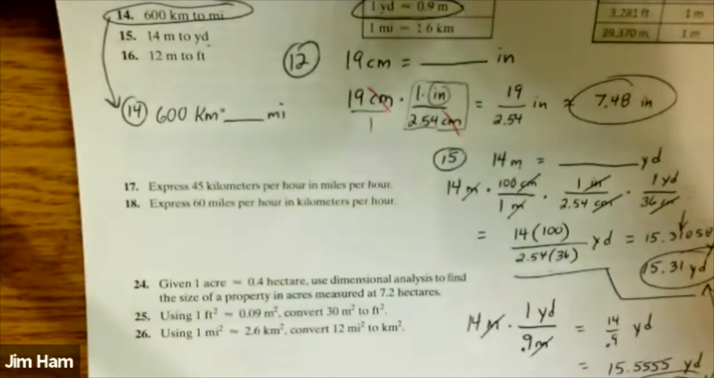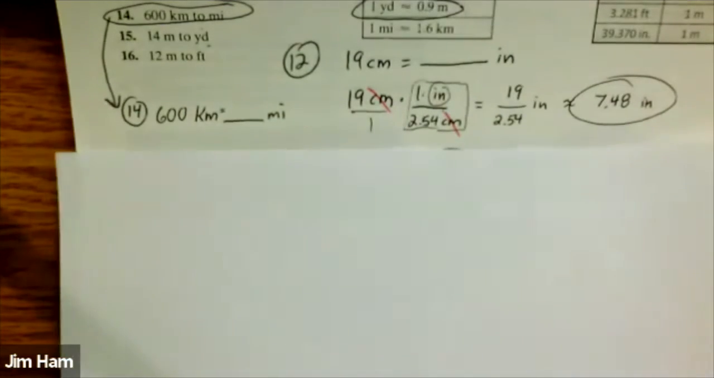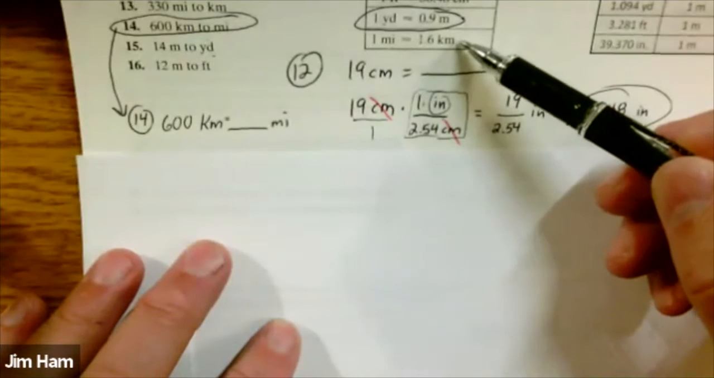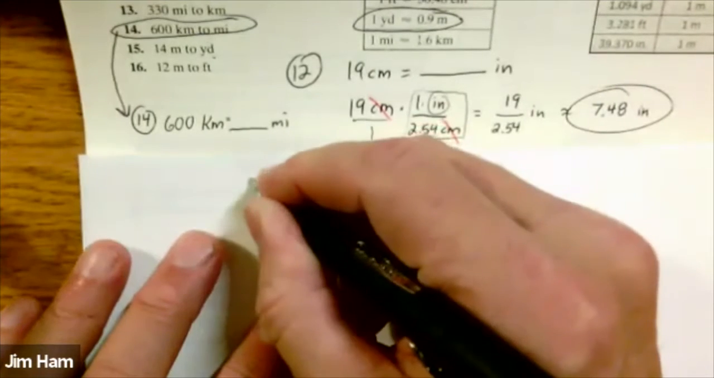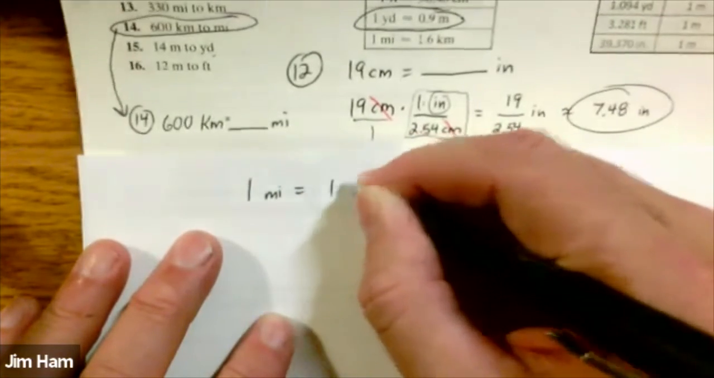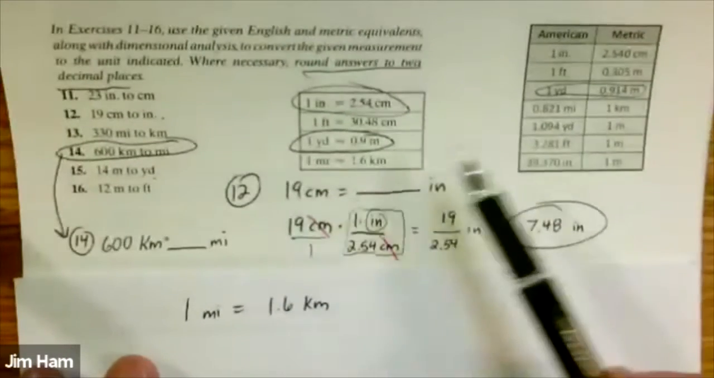All right, so I see three or four different answers there. This could be because we have two different conversions. We've got miles to kilometers here. I'll write that one here. 1 mile equals 1.6 kilometers. And then we've got another one over here.